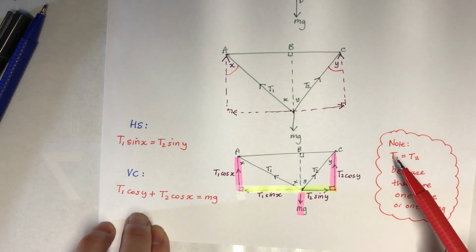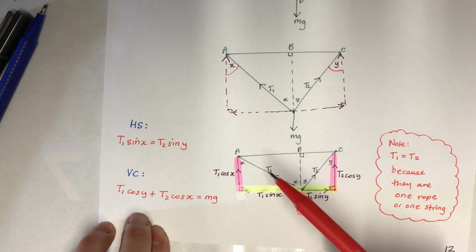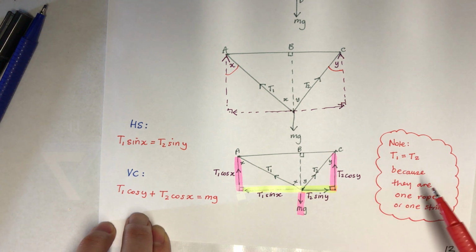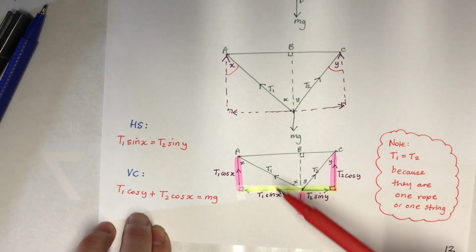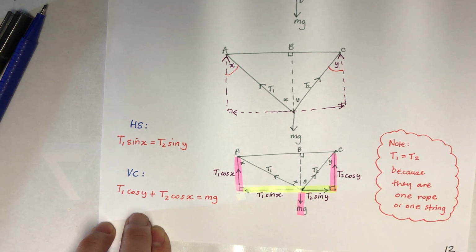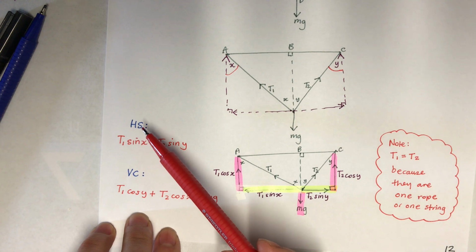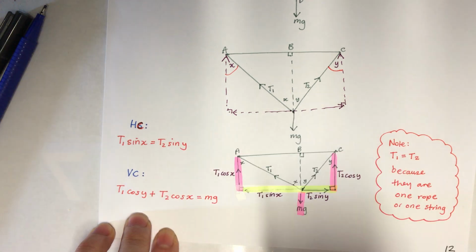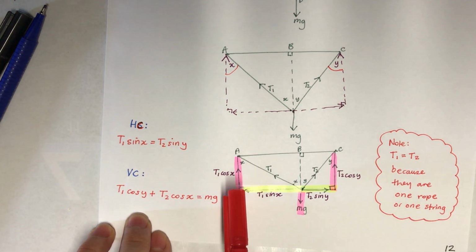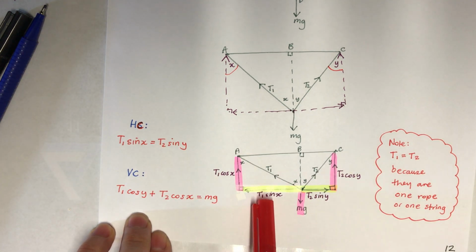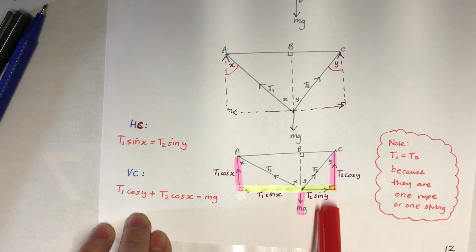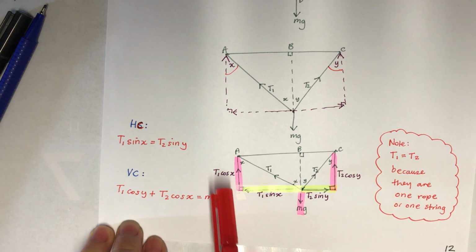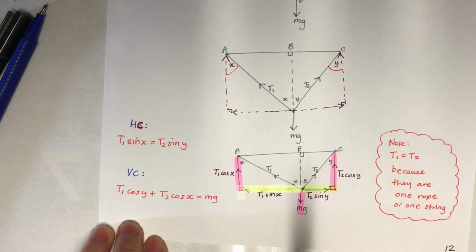Okay, now just remember, because it's one rope or string, tension 1 and tension 2, the forces are the same because they all have the same rope. So horizontal, horizontal components is these two. T1 sine X equals T2 sine Y. And then vertical component is always like a 3 there. So that plus that force plus that.